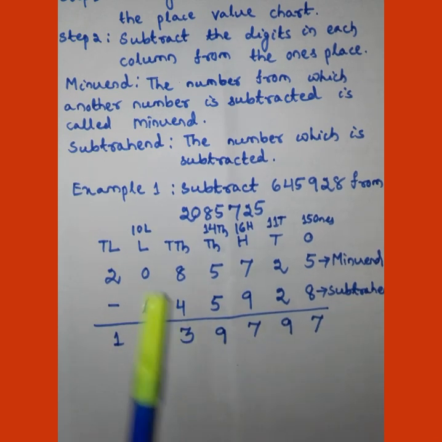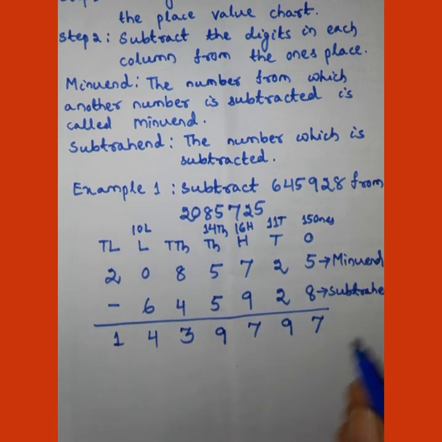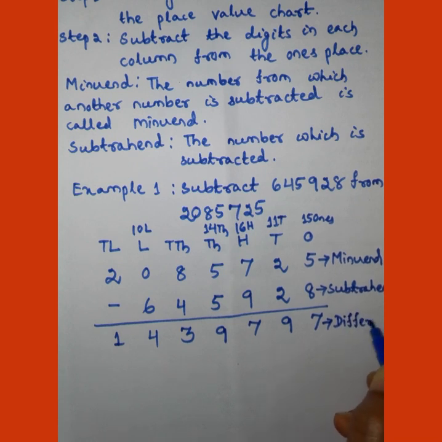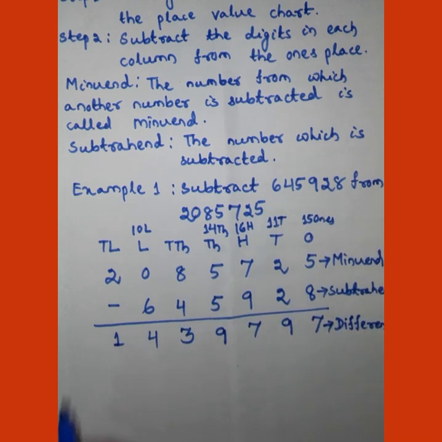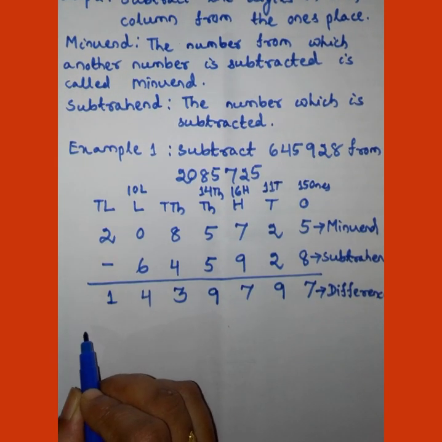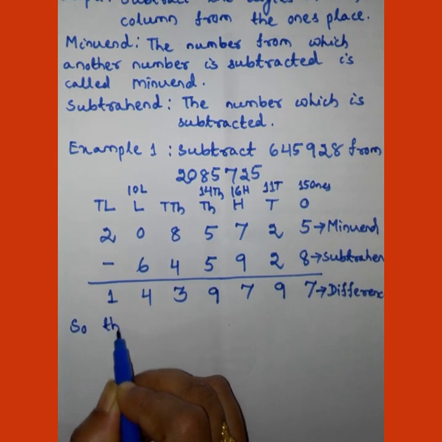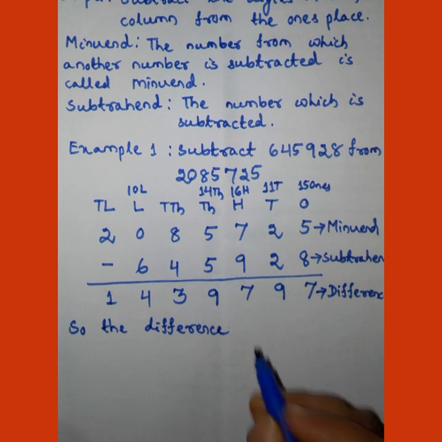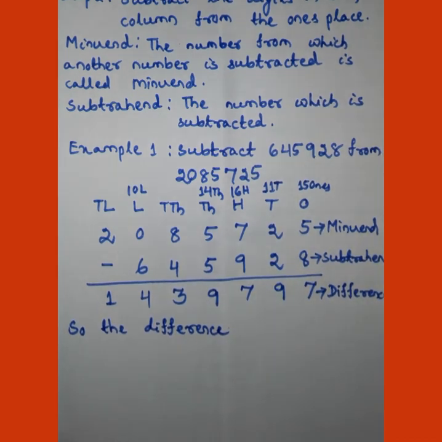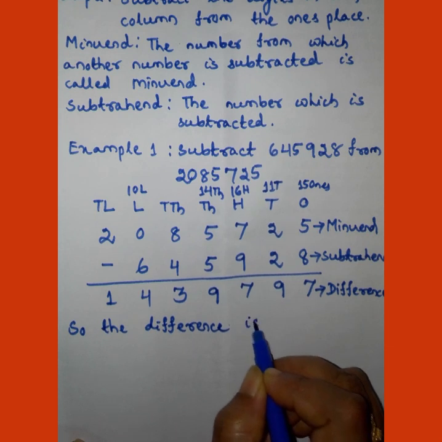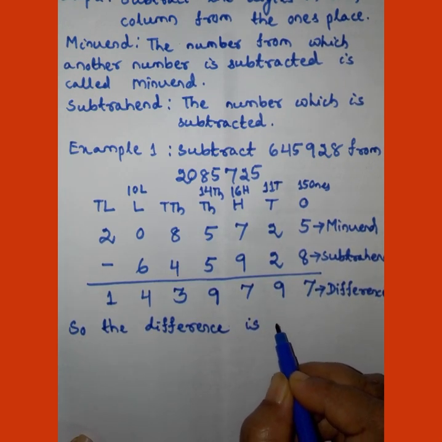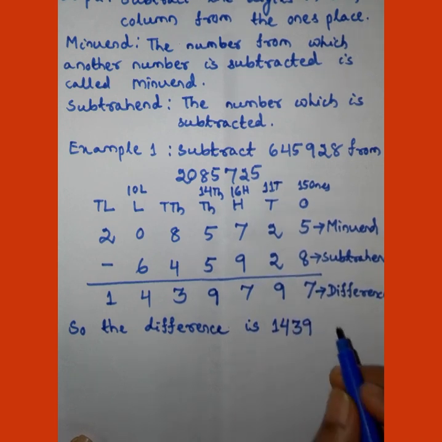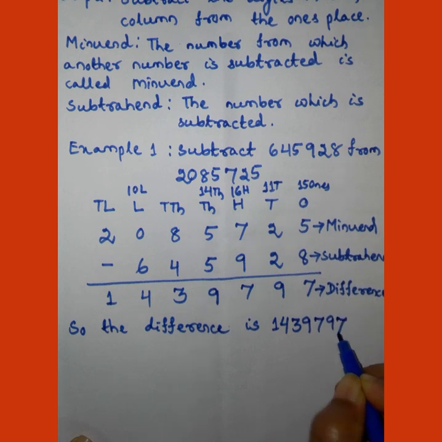This is the difference between these two numbers. This is the difference. So the difference is 14,39,797.